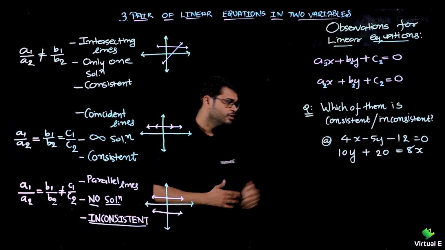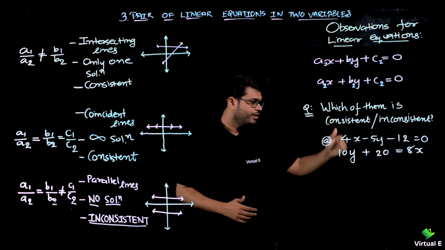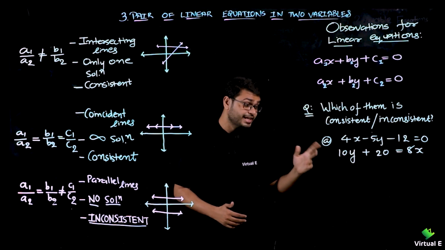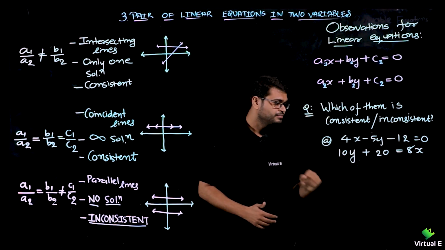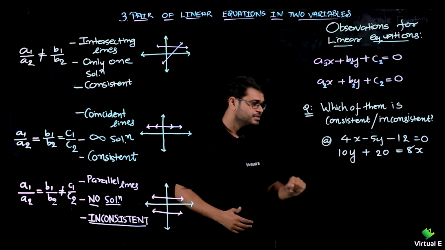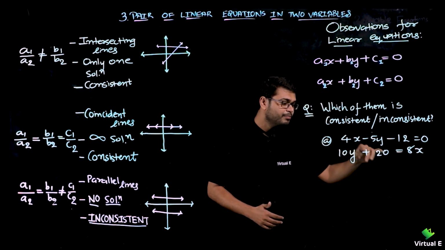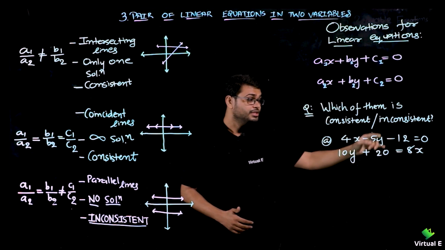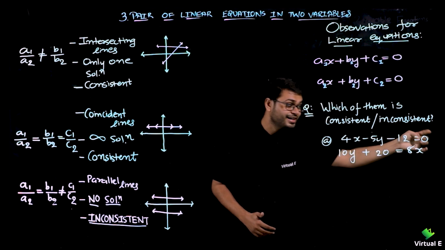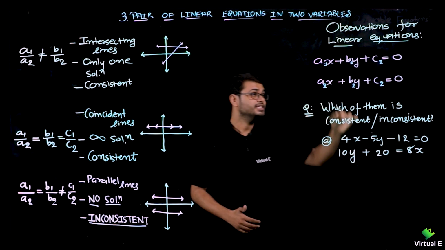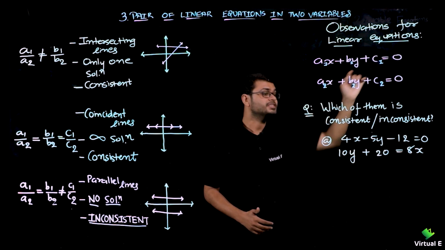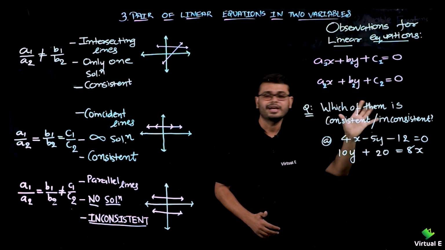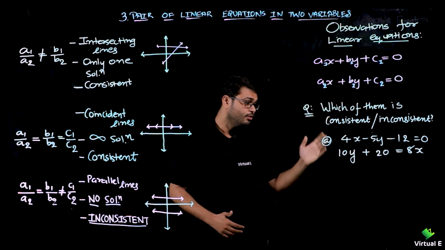Let's start with it. So the first equation is 4x minus 5y minus 12 is equal to 0, and second equation, carefully look at it. There is some issue with this equation, I can say. 10y plus 20 is equal to 8x. So first equation is in standard form. RHS is 0. See, ax plus by plus c, it is also in that form. 4x minus 5y minus 12. The signs are different, no worry.